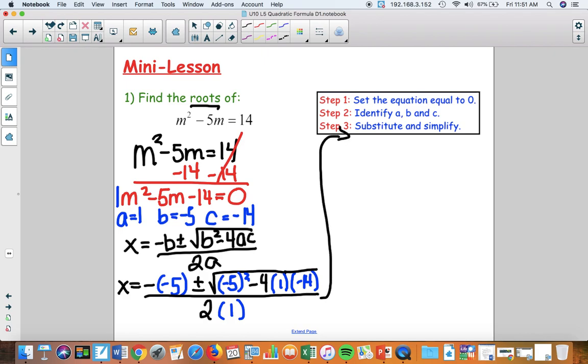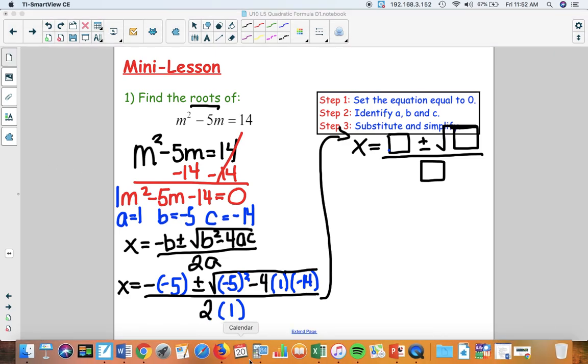So, you want your answer to look like this. X equals, you want a number in this box, you need your plus or minus, you need your square root, you want a number under the square root, and then you want a number in the denominator. Okay, so we are going to find what to fill in those 3 boxes with.